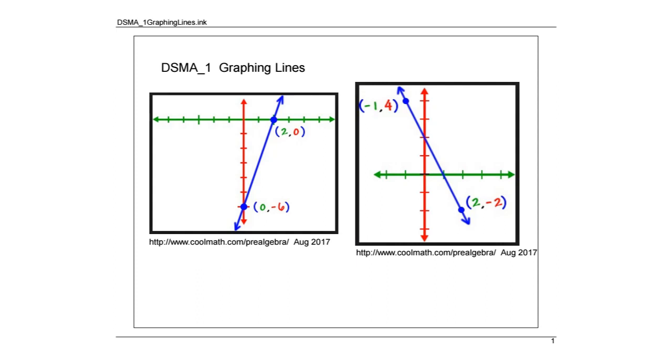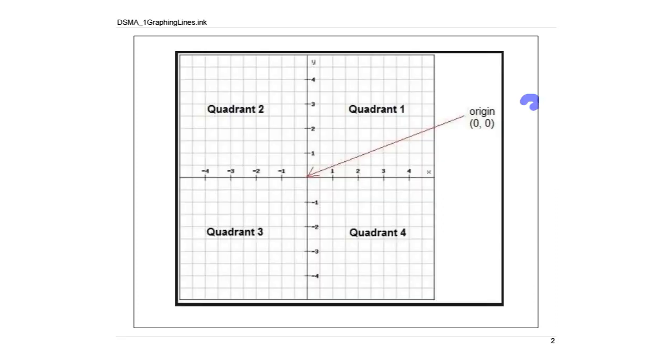All right, let's take a look at DSMA 1, graphing lines. This is the coordinate system. What we have here is a horizontal axis. That is all of our x's. It looks just like a number line. We start in the middle with 0.